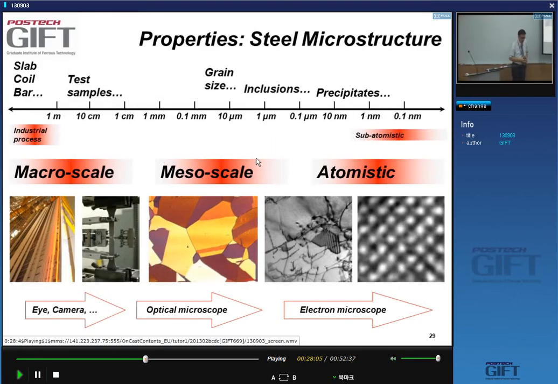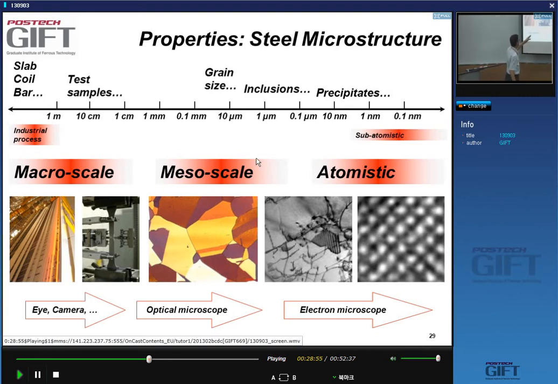So whenever we talk about mechanical properties and strengthening effects, it's also important to realize the scale at which the discussion of a certain mechanism or a certain theory is about. So we talk about the macro scale when we consider, for instance, the slab we presented, or coils, or a bar of material. That's the macro scale. So that's meter scale or larger.